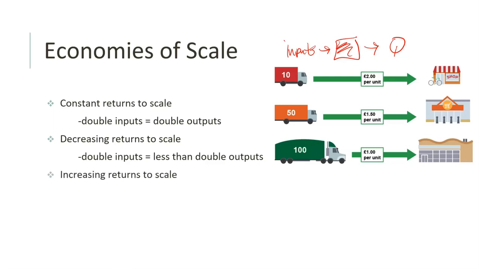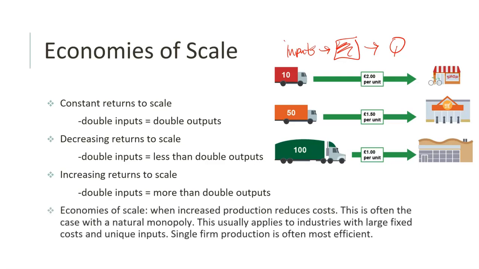And then increasing returns to scale, which sometimes people, when they say economies of scale, they're only actually talking about increasing, even though it could refer to all of these. This is where everyone wants to be, where you double your inputs and it more than doubles your outputs. So you grow your company, you get larger, and it means you're producing things cheaper. You don't have to use as many inputs to get more quantity. So economies of scale, typically how people say this is that when you increase production, it reduces cost.